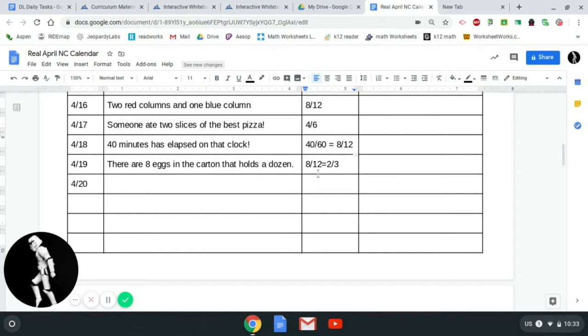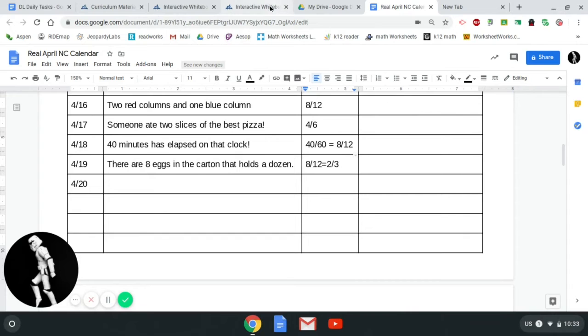8 twelfths is equivalent to 2 thirds. The reason those are equivalent is because I can take the numerator 8 and the denominator 12 and divide the numerator and the denominator by the same number, and I will get an equivalent fraction. To do that, I'm going to take the 8 and divide it by 4. 8 divided by 4 is 2. I'm going to take that 12 and divide it by the same thing. 12 divided by 4 is 3.